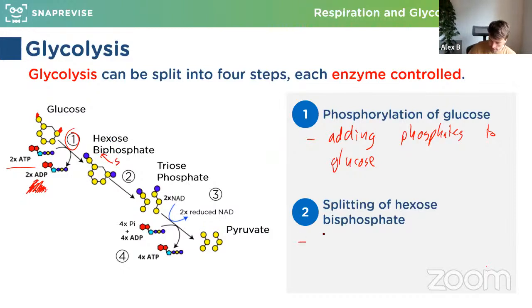Hexose bisphosphate is unstable. That's why we put the phosphates on, to make it unstable. Because it's unstable, it splits into two times 3 carbon molecules.